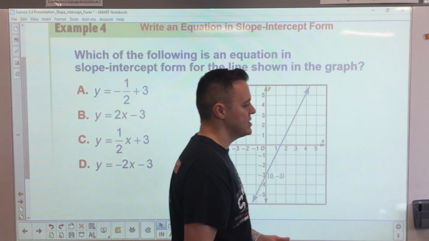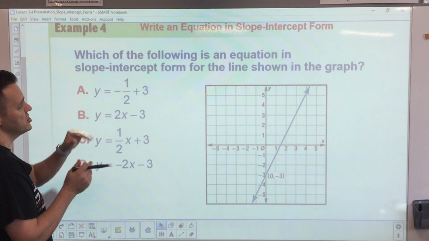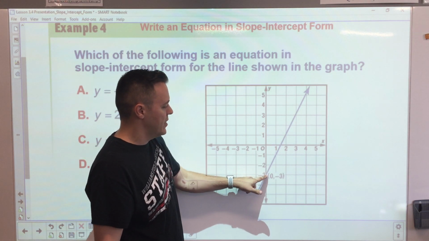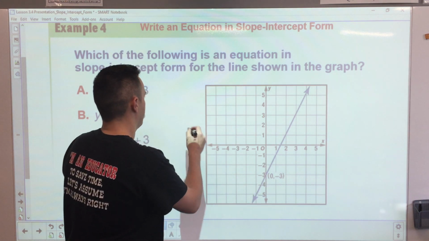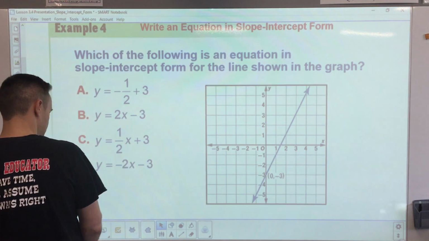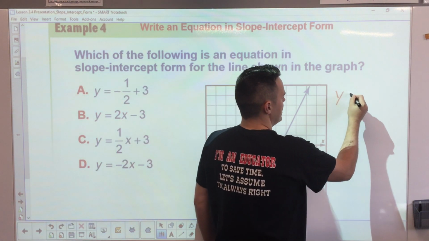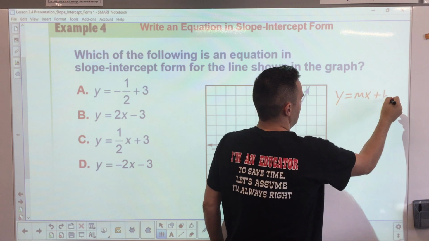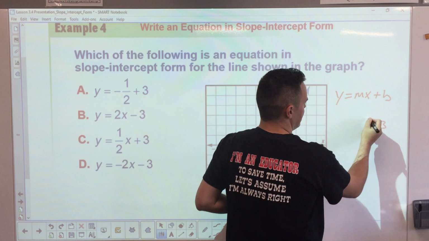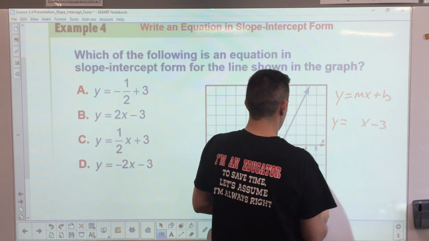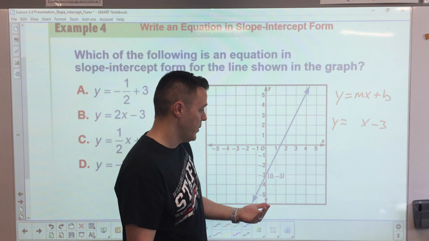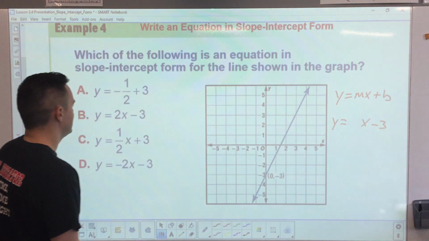So when it comes to this 4th example, what I want to make sure you guys can do is start to actually write an equation from a graph that is shown. So right away we know on this graph that our b is going to be -3, right? So if it's y equals mx plus b, and b is -3, I know the tail end of my equation is going to be -3. And is this slope going to be positive or negative? It's going to be a positive slope, right? Because it's going up. So let's see what we got.